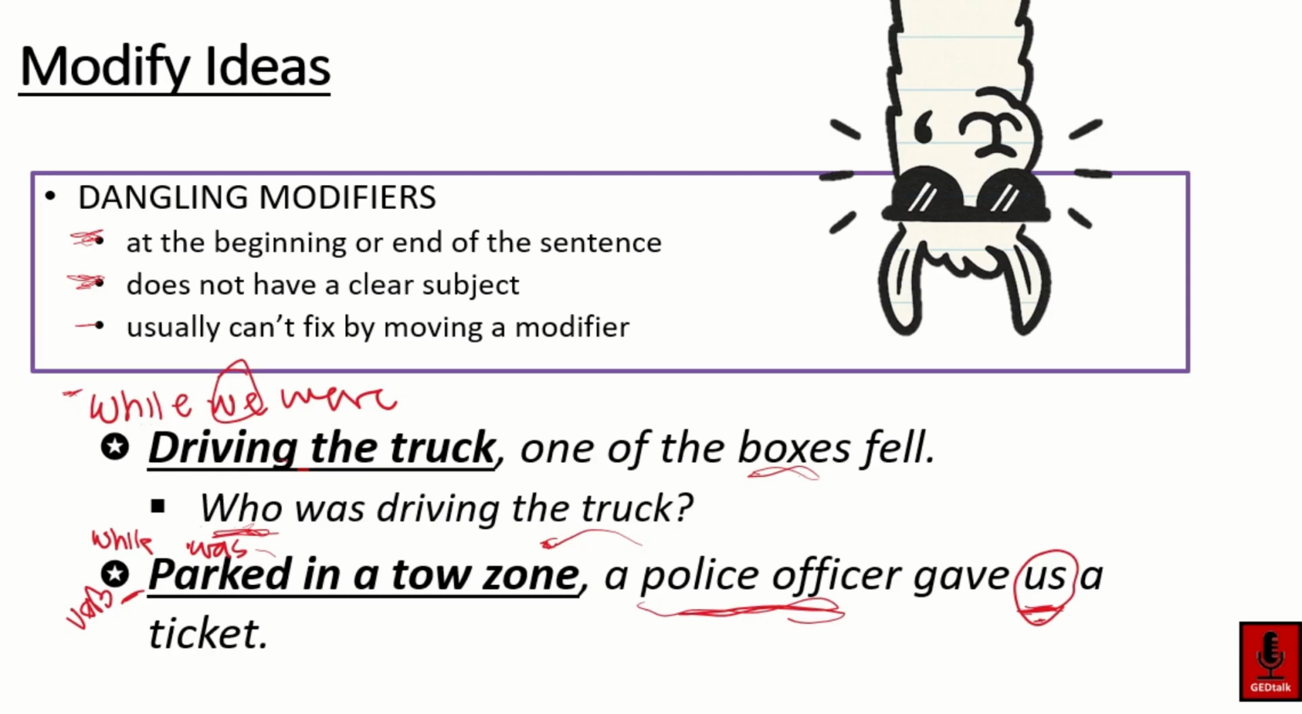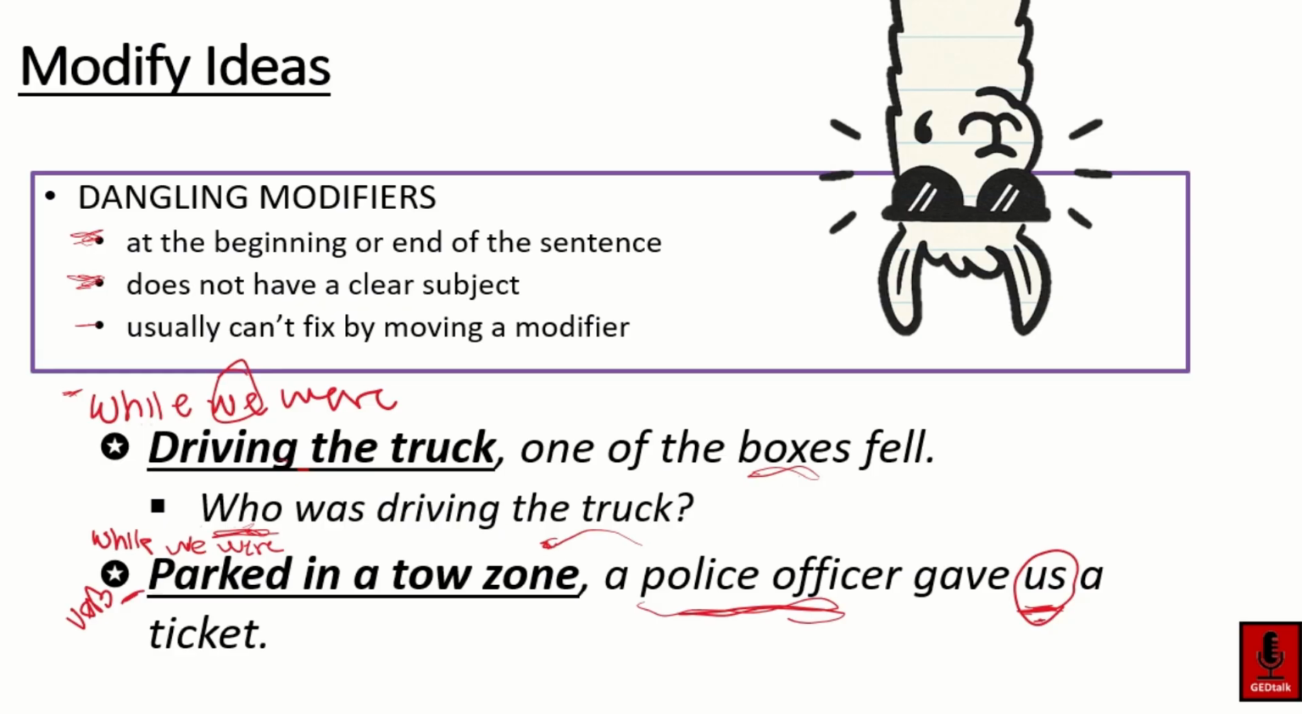So while we, and let's go ahead and get rid of that verb "was," because that has to change to: while we were parked in a tow zone, a police officer gave us a ticket. So hopefully that makes sense as how you correct dangling modifiers that are phrases. You have to introduce the subject, the noun. Remember, subject, noun are the same thing. That is going to complete the verb.